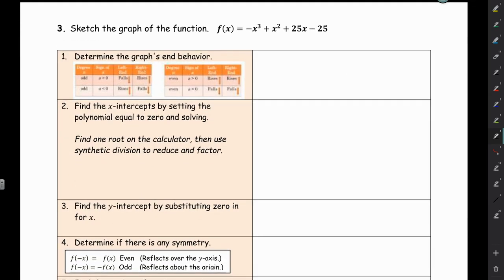For number 3, as usual, I would suggest you pause the video, try it yourself, and then rejoin when you're ready.